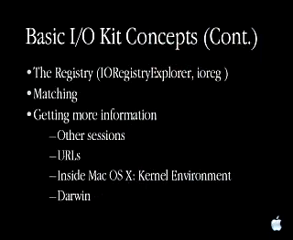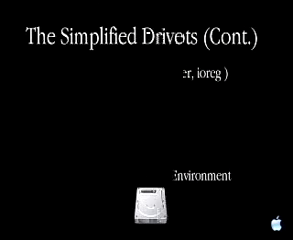There are some other sessions this week that go into detail and depth, and they'll be enumerated at the end of this presentation. There are some appropriate URLs sprinkled through this and summarized at the end. There's a new book that just got released called Inside macOS 10, the kernel environment, that has a very good overview of IOKit concepts. And finally, there's always Darwin. I've spent a lot of time reading the headers, especially ioservice.h, and looking at the implementations in ioservice.cpp, which really can help a lot.